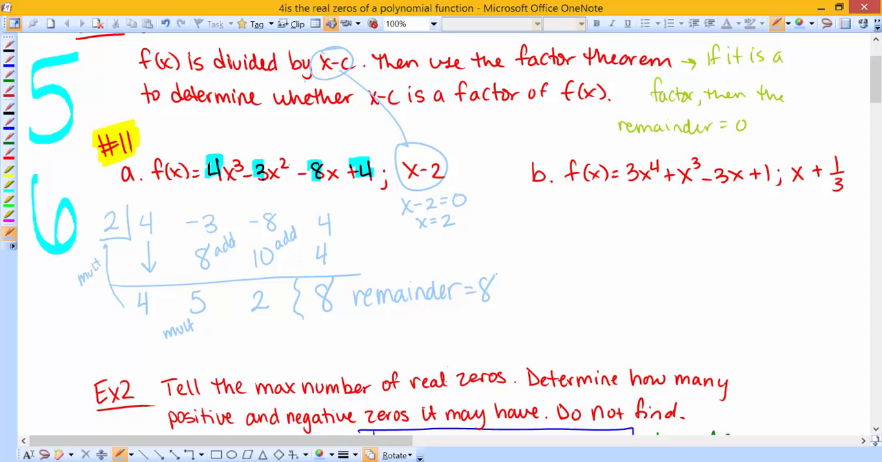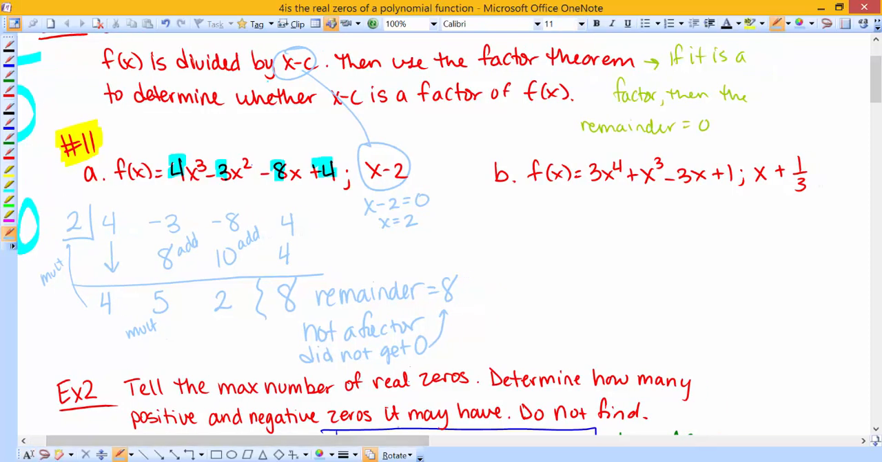And that's just the remainder theorem. I can divide by a factor, get a remainder. The factor theorem, if when you divide you get 0, then that factor is an actual solution. Since I did not get 0, this is not a factor. X minus 2 is not a factor because I did not get 0. We got 8. So I'm going to go on to the next one. If you need to watch that again, watch it again. You're going to see me do that a couple of times in this video.